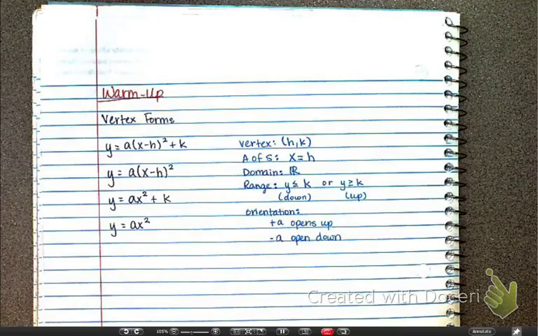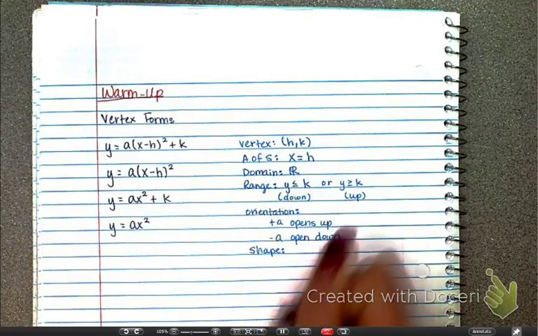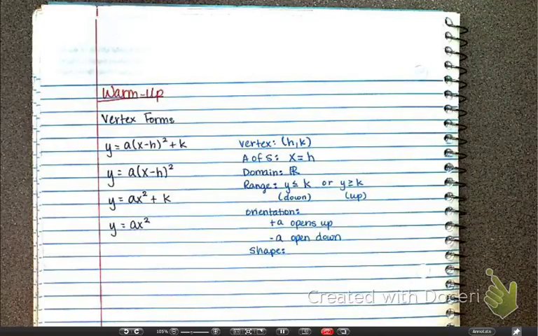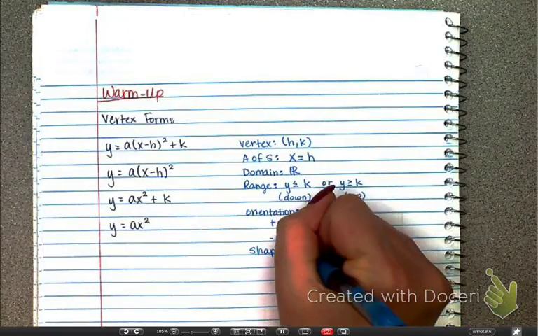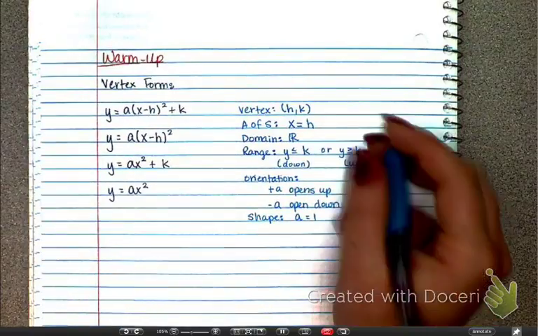When do we care what the number is? For shape. Okay, and for shape, you're basically taking the absolute value. You're looking at the positive value of that number. You don't care about the sign. We just want to look at the number. So if a equals 1, what happens to the shape of my graph? It's normal. There is no change.